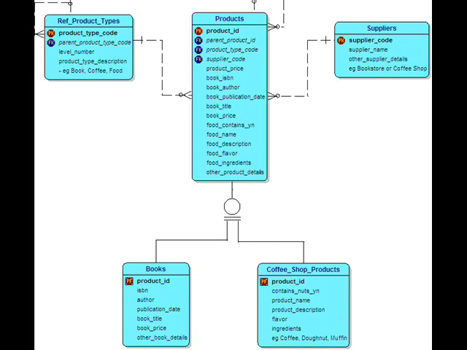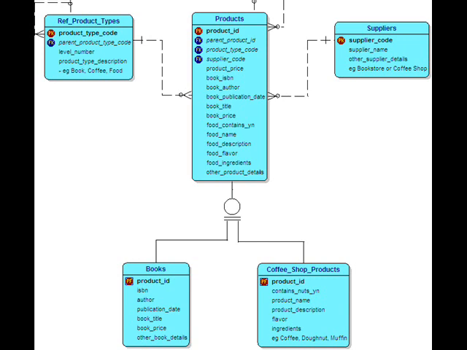At the physical level, in a database, inheritance can be implemented in one of three ways. The first way is to have three tables, exactly like the logical level. The second way is to have two tables, one for the bookstore and one for the coffee shop, with the common data items copied down from the parent table. And the third way, which is shown on this diagram, is to have one table at the higher level with all of the common data items and those for the bookstore and the coffee shop copied up into one large table.